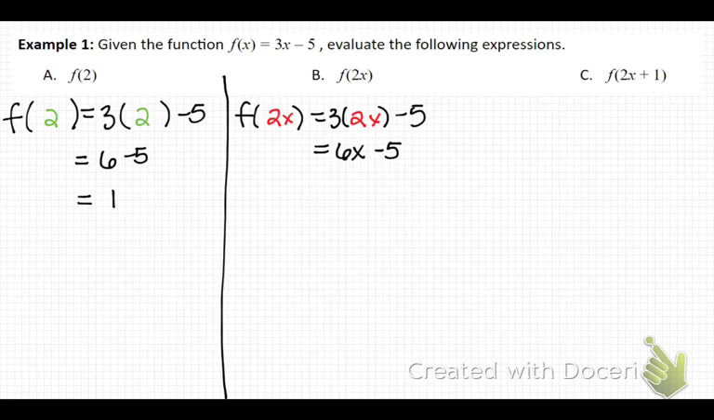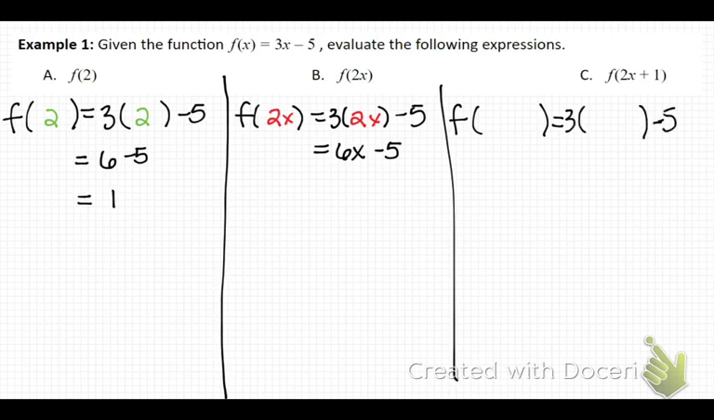Okay. Finally, for part C, what's different between part B and part C? Yeah, it looks more like a factor. I had a 2x on part B, and then on part C I have a 2x plus 1. So I'm going to follow the same steps I have been. Okay, and now I'm going to fill in 2x plus 1.